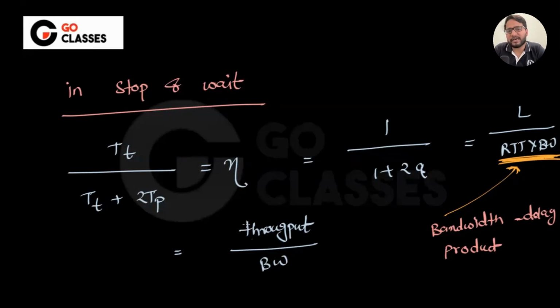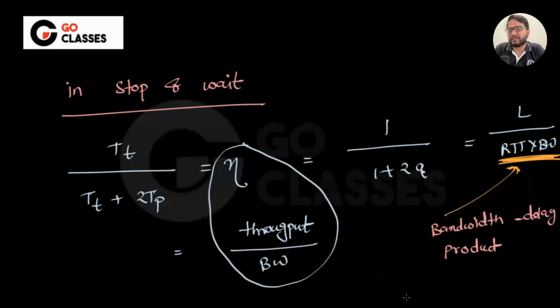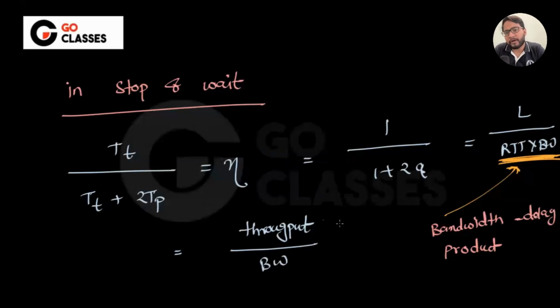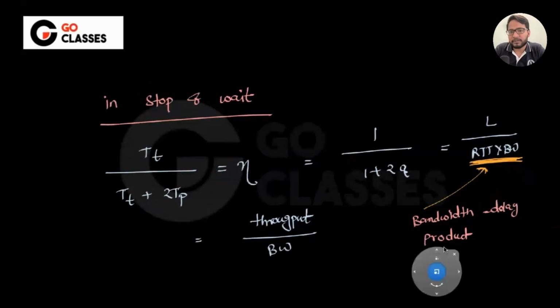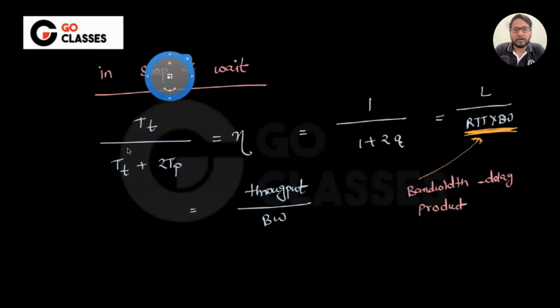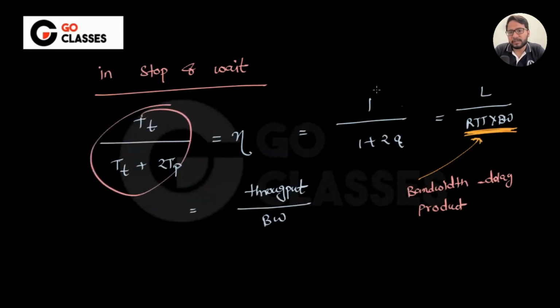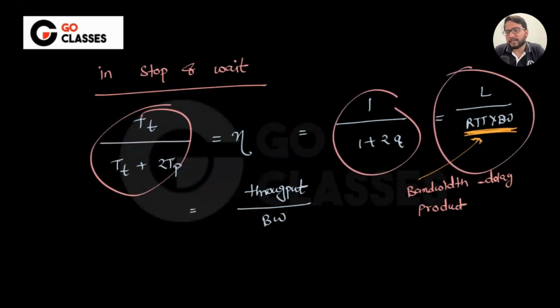So efficiency can be written in many ways, maybe like this, or like this. And this particular formula, the efficiency, throughput and bandwidth relationship, can also be obtained in one other way. This is one way to look at this formula, and there is another way. By the way, all of these four terms are equal. It is just a different way of writing.